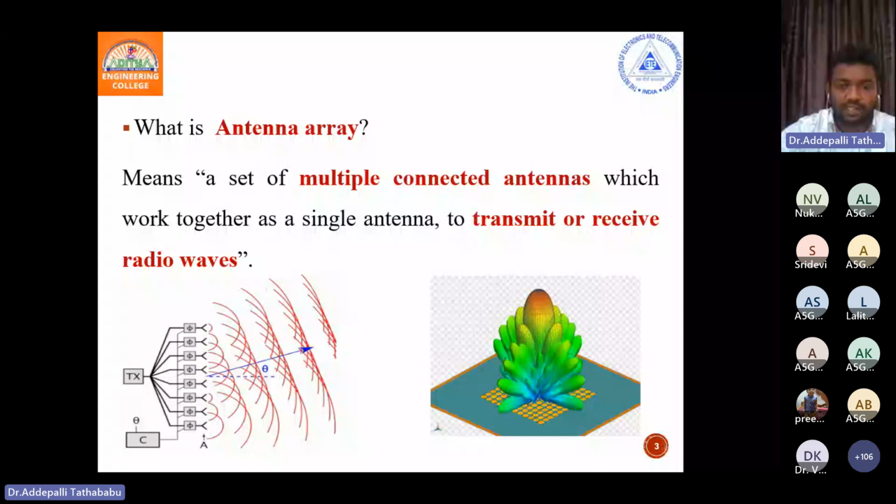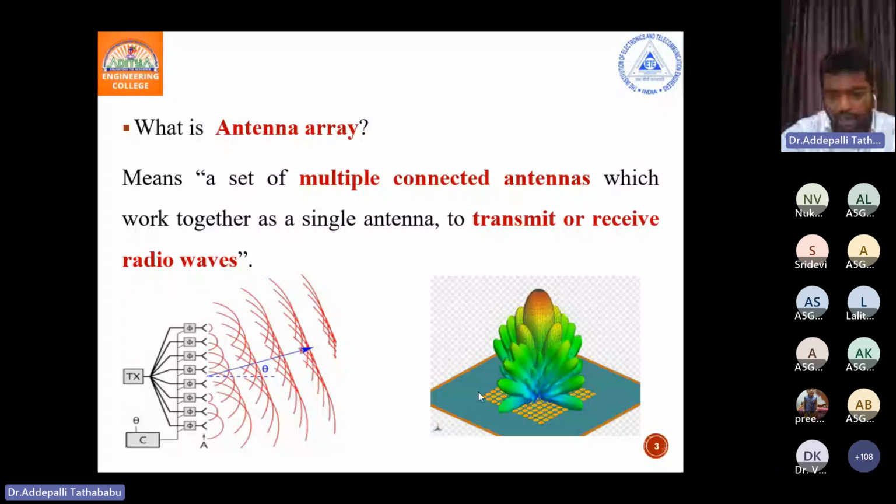What is the importance and the objective of a number of antennas connected side by side? The main advantage of an antenna array is to improve the directivity so that the gain will improve. If you take this one, it is a single antenna. Here, more antennas are connected side by side: 1, 2, 3, 4, 5, 6, 7, and 8. Eight antennas are connected. This is an array. The purpose of this array is to improve the directivity so that the gain will improve.